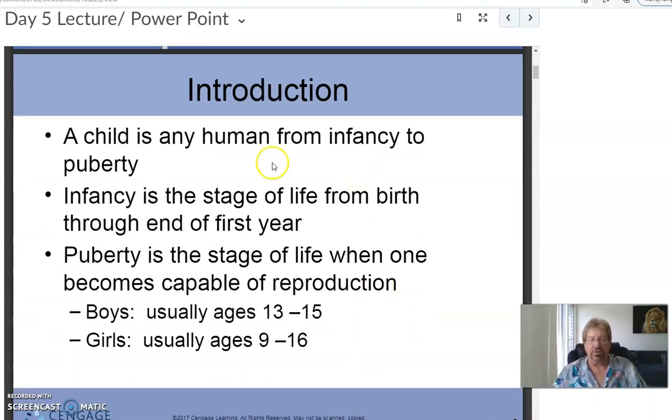A child is a human from infancy to puberty. Infancy is a stage of life from birth through the end of the first year. Wouldn't hurt to know that, because puberty is the stage of life when one becomes capable of reproduction. Boys usually 13 to 15, girls 9 to 16. Okay.